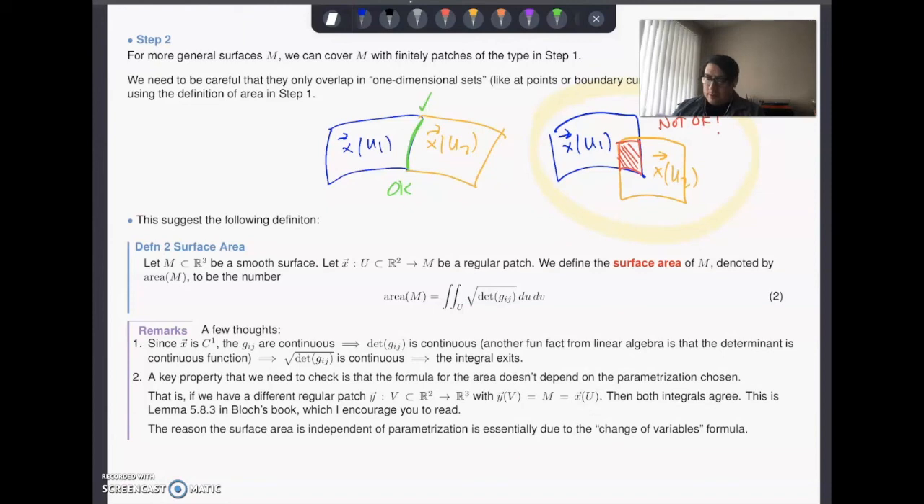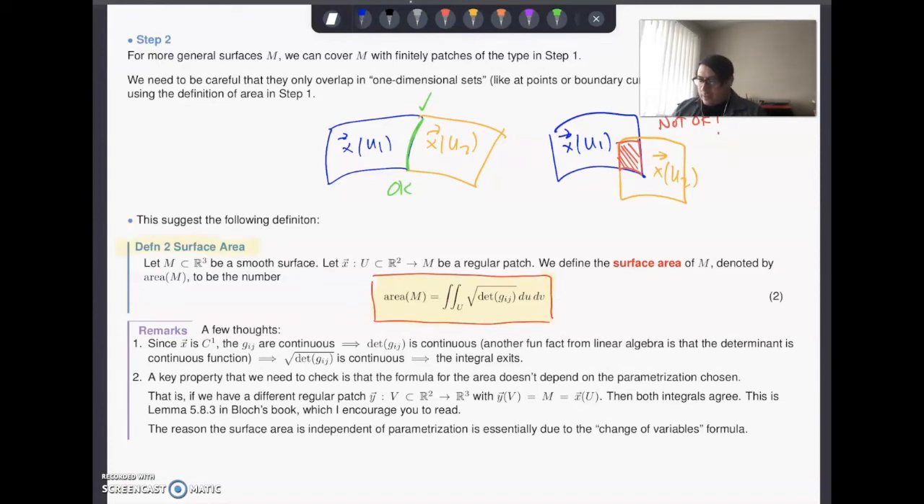So you'll have to basically cut this up into 3 different patches or work a little harder. Alright, so this leads us to our definition. We're going to use the same formula, of course, with the understanding that this might be a finite sum of these individual pieces where we sum over the UIs, but we have enough motivation to be convinced that under nice circumstances, this should be a good definition for surface area.